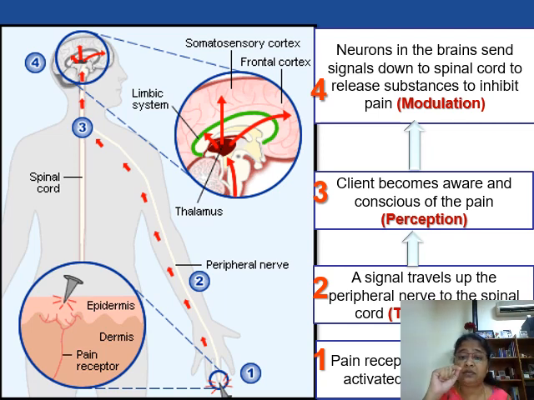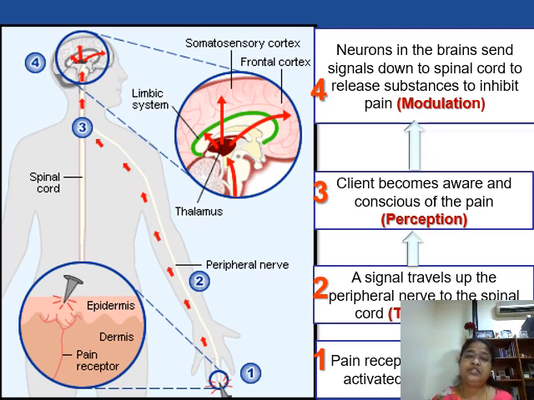The second step is called transmission. So from there the signal is traveling up to the spinal cord. Okay, and then from the spinal cord it goes to the brain. Okay, when it goes to the brain, the person is aware of the pain, conscious of the pain. It is called perception. So there is transduction, there is transmission, and then perception.